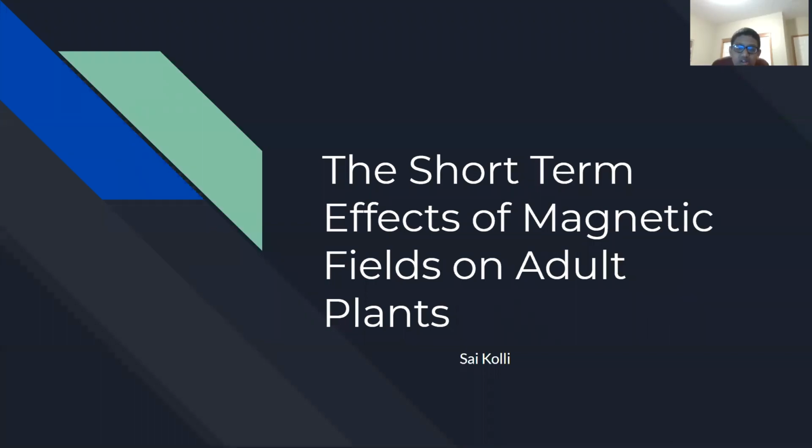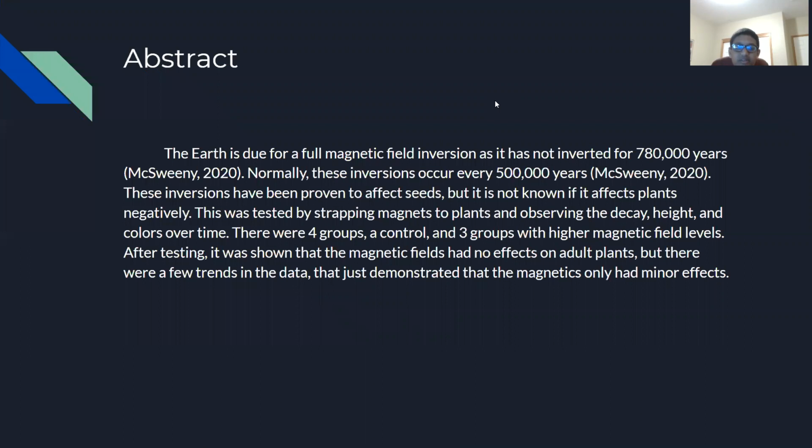Hello, my name is Sai Kolli, and this is my project, which is the short-term effects of magnetic fields on adult plants. So a quick summary of my project is that the Earth is due for a full magnetic field inversion, which is true because it hasn't inverted for 780,000 years, while it normally occurs every 500,000 years. And these inversions have been proven to affect seeds, but it's not known if it affects plants negatively or positively.